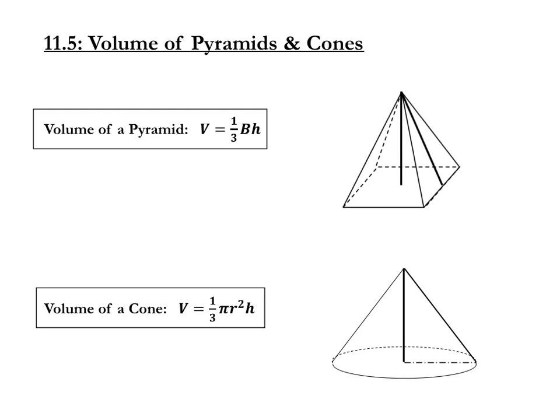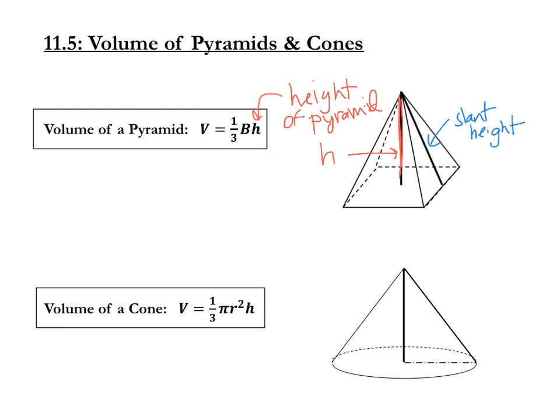The only thing I want to stress is H refers to the height of the pyramid or the height of the cone, but it should be the straight up and down line, not the slant height. So H is this guy that goes from the vertex at the top straight down to the middle of the base. Remember this guy over here, he's called the slant height. We don't actually want to use the slant height when we're finding volume. We want to use the real height.